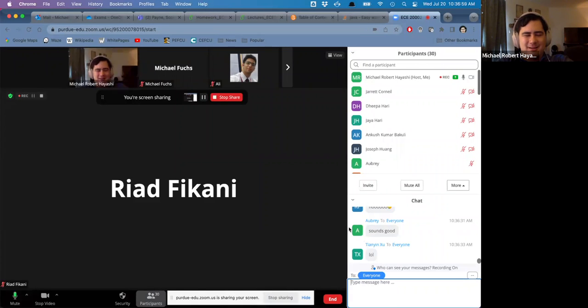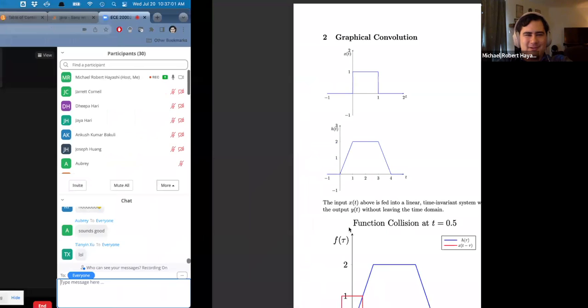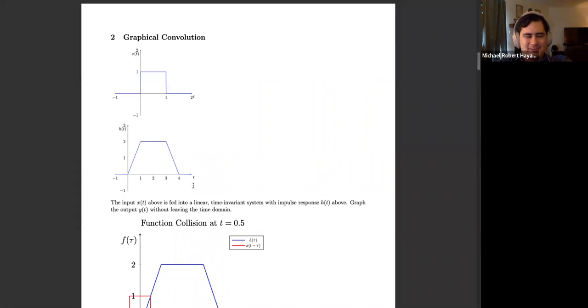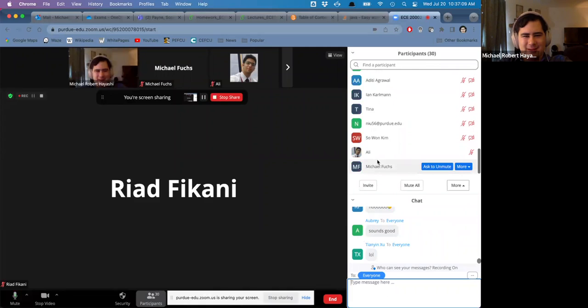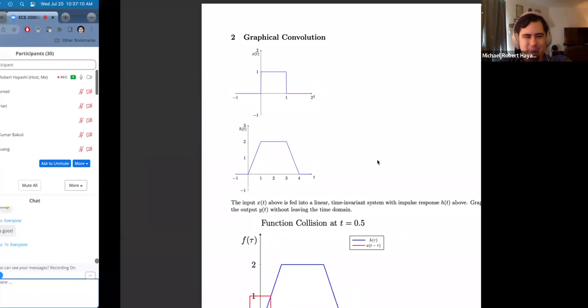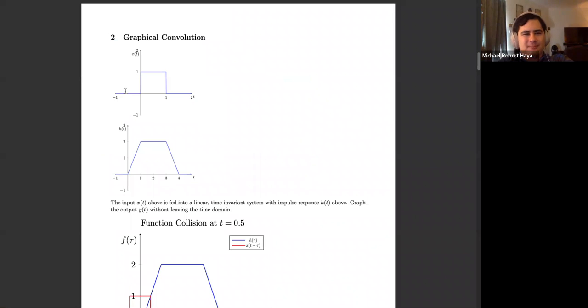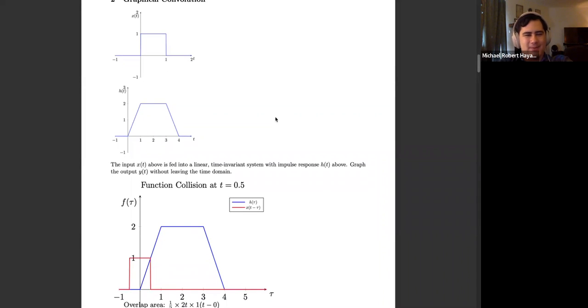All right. Time for Riyadh's favorite thing, graphical convolution. Pretty sure it's Riyadh. Adrian isn't here. He likes it too. So let's convolve these two signals. So we have an input x of t, this rectangular pulse between minus 1 and 1, fed into a linear time invariant system with this trapezoidal impulse response h of t above. So graph the output y of t without leaving the time domain.